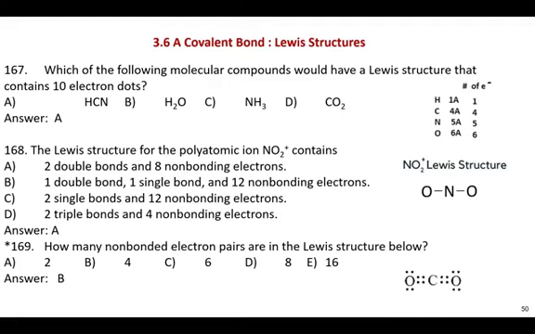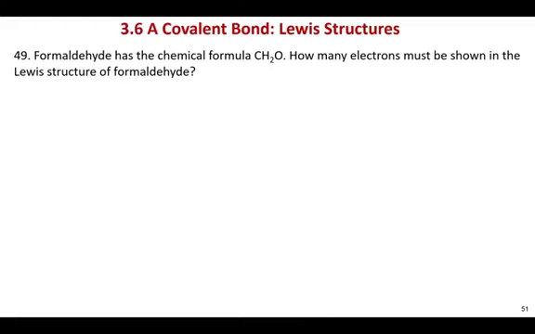Formaldehyde, Lewis structure. How many electrons must be shown in the Lewis structure? Formaldehyde. The number of dots that should be shown in the Lewis structure should be the sum of the valence electrons. Therefore, this is 4, this is 6, 1 times 2, 12. C is the correct answer.